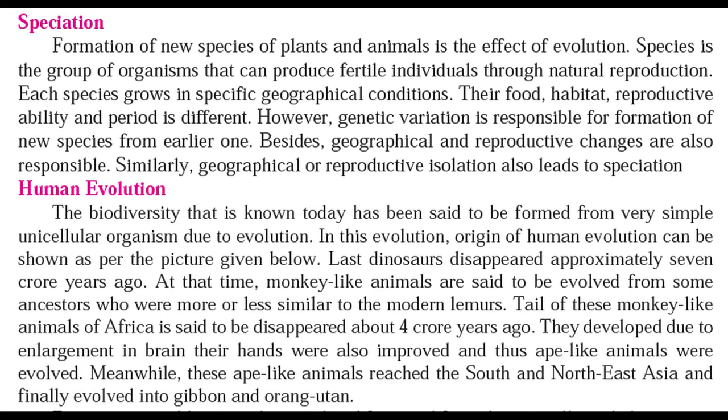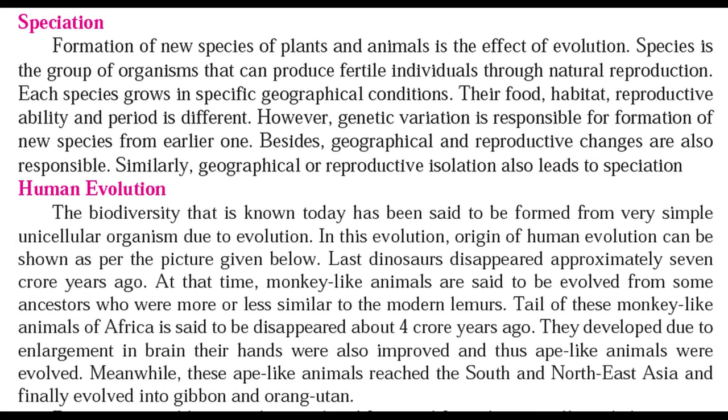Each species grows in a specific geographical situation. Their food, habitat, reproductive ability, and period is different. However, genetic variation is responsible for formation of new species from the earlier one. Besides, geographical and reproductive changes are also responsible for formation of new species. Similarly, geographical or reproductive isolation also leads to speciation.